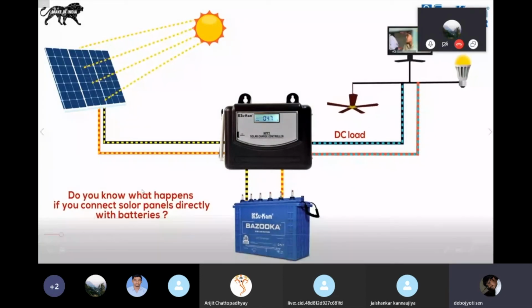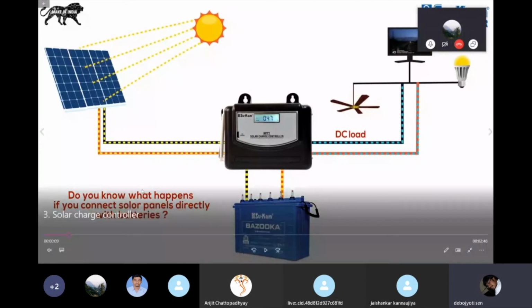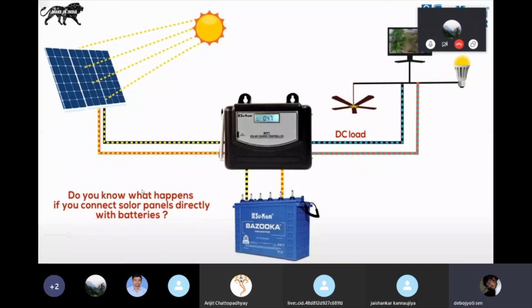So here you can see that this is a charge controller. A basic system has a solar panel, a charge controller, a battery, and DC loads: a DC TV, a DC fan and a DC bulb. But now the question comes: what would happen if we directly connect the panel to the battery instead of using a charge controller? So let's see.